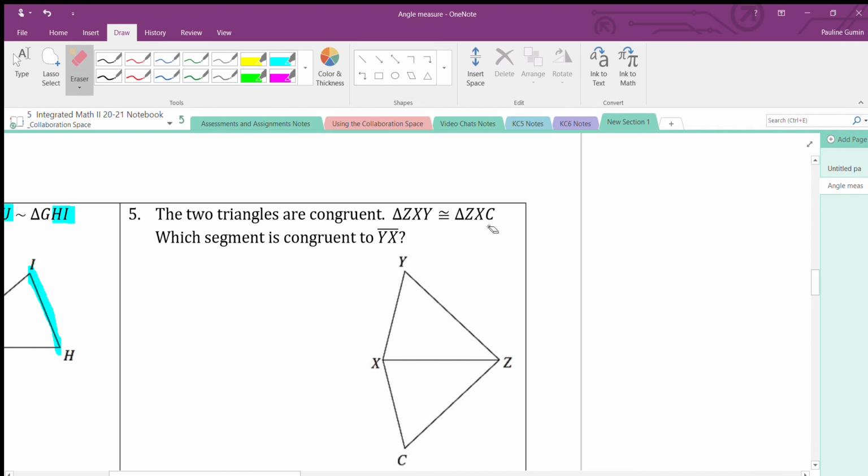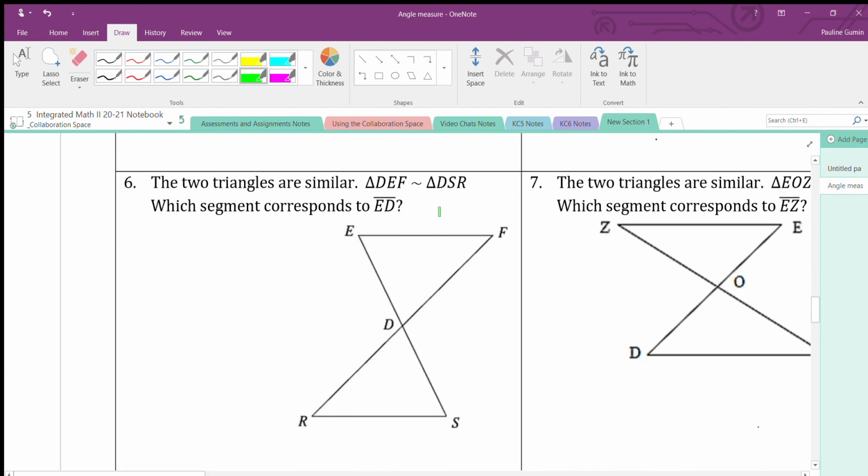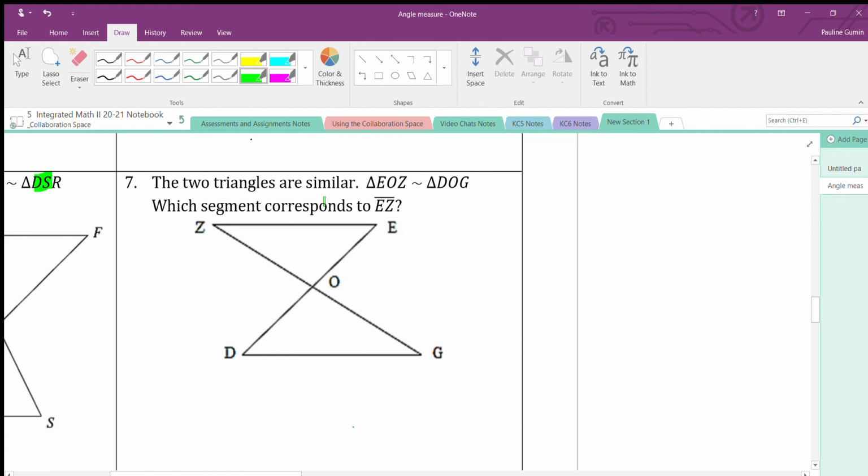I left this here. Okay, let's find, we have congruent triangles, but they're not labeled. How unfortunate. But, of course, we can use the YX here to look at the name. So CX would be the congruent side. Off to number 6. They're similar. We have ED. That's the second 2 letters. So SD would be my congruent or corresponding segment. And lastly, for number 7, E and Z, that's the first and last letter. So D and G would be the corresponding segment.